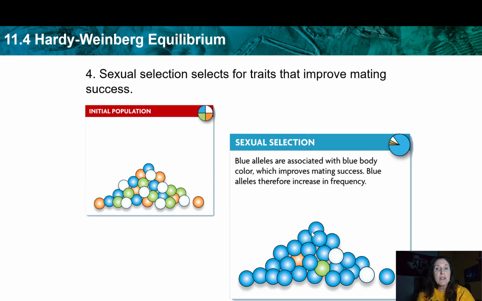Sexual selection selects for traits that improve mating success. So if the blue alleles are associated with something that females like, like a blue body, then eventually over time, most of the animals are going to be blue just based on the fact that that's what females like to mate with.